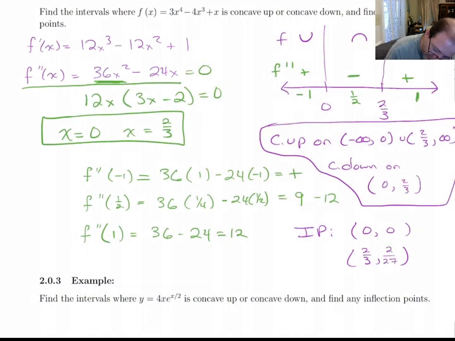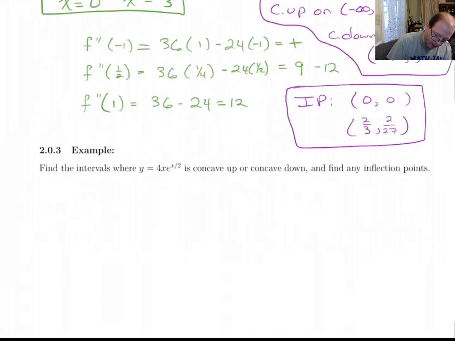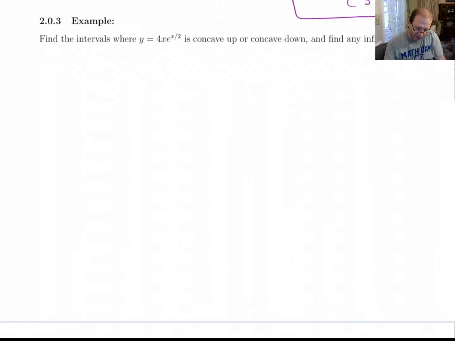Of course, we could do that manually too, but this is good. So those are our two inflection points. All right, how many more examples do we have? Let's do one more example of this. Find the intervals where this is concave up and concave down and find any inflection points.